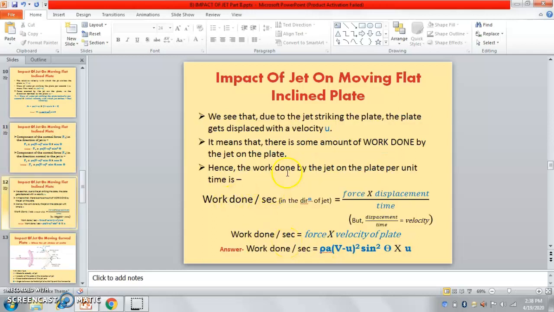Next, when we find the work done by the jet on the plate, we find the work done in the x direction, which is the direction of the jet. For this, the force we use is Fx, the force in the x direction. So this is the answer for work done per second. This is the formula for work done per second for impact of a jet on a moving flat inclined plate. Thank you.